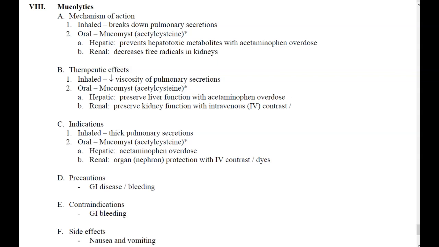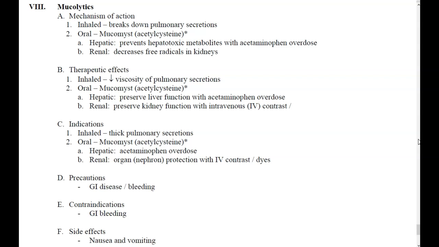Mucolytics. There's not much information provided in the textbook, but let's go over the mucolytics mechanism of action. So there's inhaled mucolytics and there's also oral mucolytics. Inhaled, it basically breaks down pulmonary secretions. So that's the mucus part, and lytics, it's basically breakdown. It's usually used for thick, viscous mucus secretions.